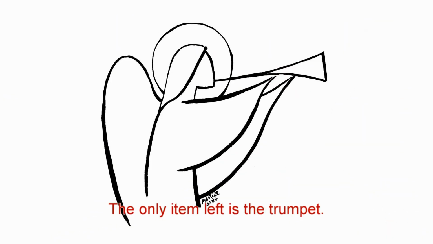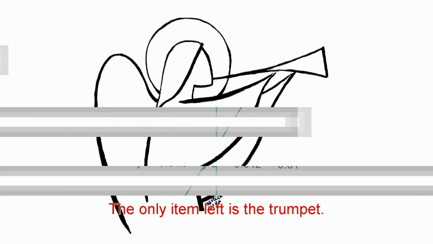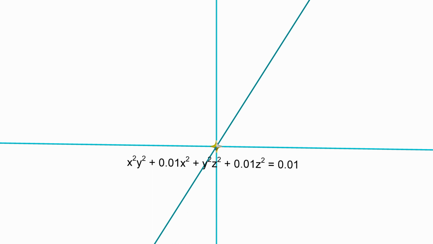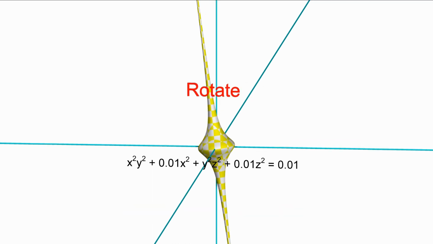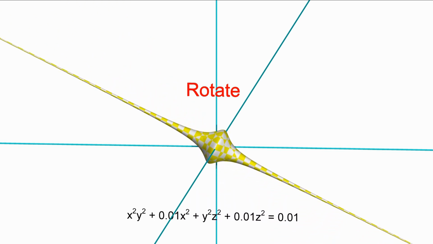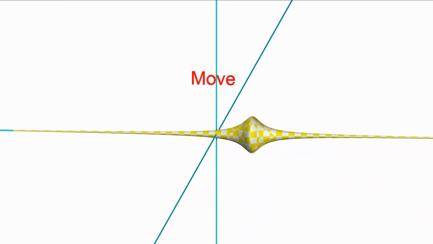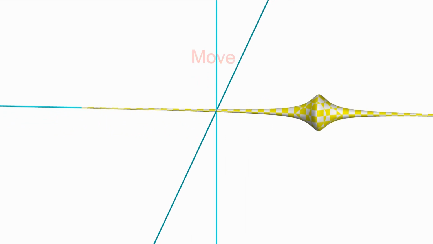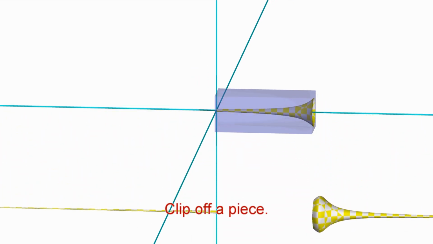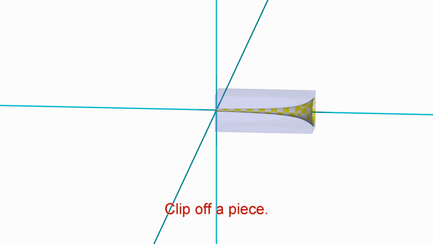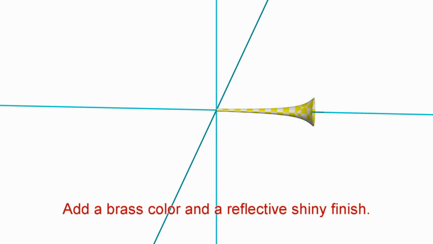The only item left is the trumpet. This equation creates a tapered cone. Stretch it taller, rotate it, move it over, clip off a piece. Add a brass color and a reflective, shiny finish.